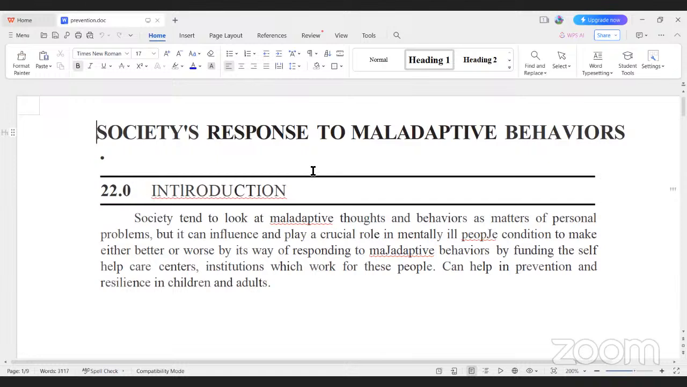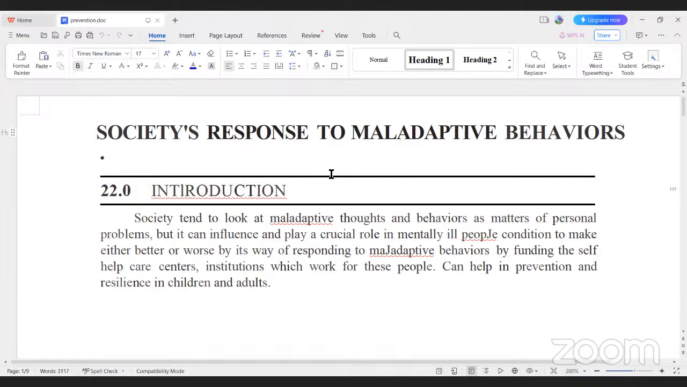Society responds to maladaptive behaviors. Normally, society will not respond positively to maladaptive behaviors. Actually, as citizens of this country, we have to understand the difficulties of people with maladaptive behaviors. Nobody does this type of maladaptive behavior willingly; they have some problem. Suppose a low intellectual person, a low IQ person, has behavior that is not up to the norms of the society.